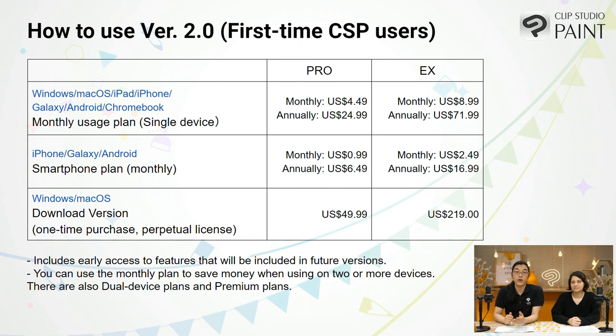So we have Pro and EX options for that. The monthly usage plans will always get the latest version of Clip Studio Paint. Yes. So even after 2.0, you will always get the latest updates, latest features.